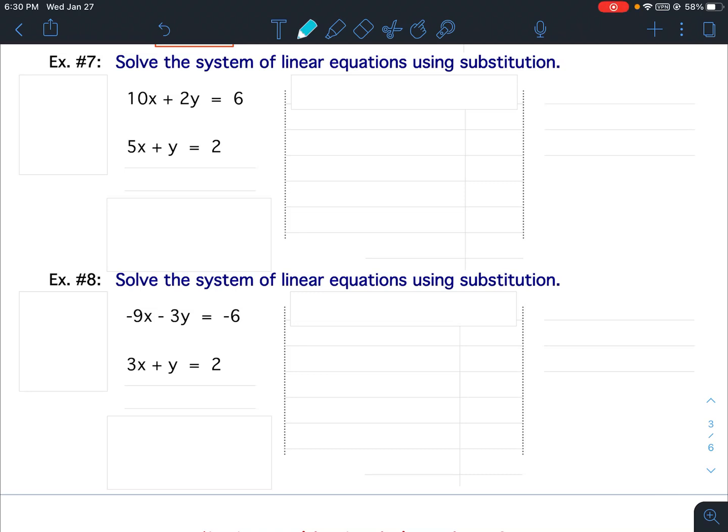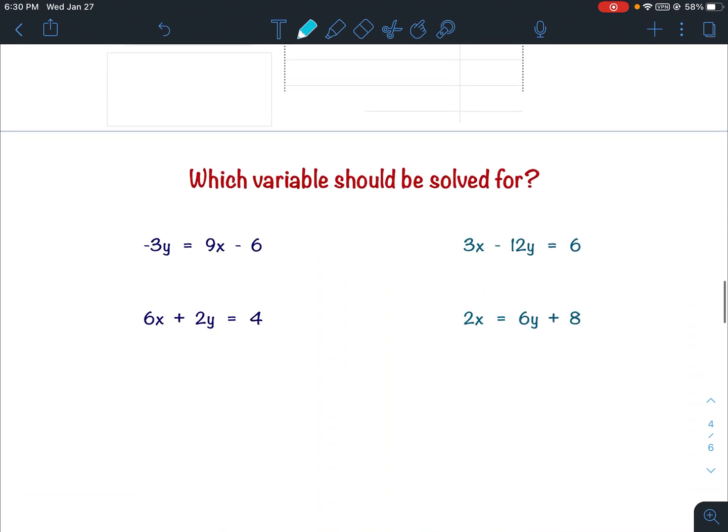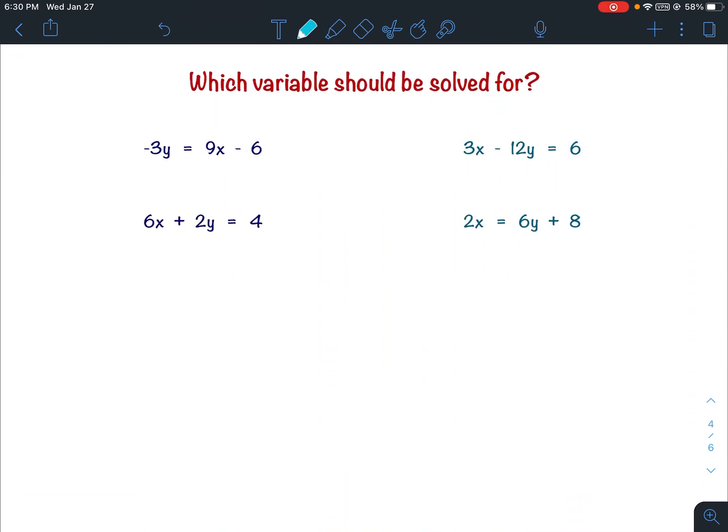Solving systems of linear equations using substitution, lesson 10 notes. Before I do example 7, I would like you to flip to the very back of your notes where you have a blank page, pause your video, and write that down.